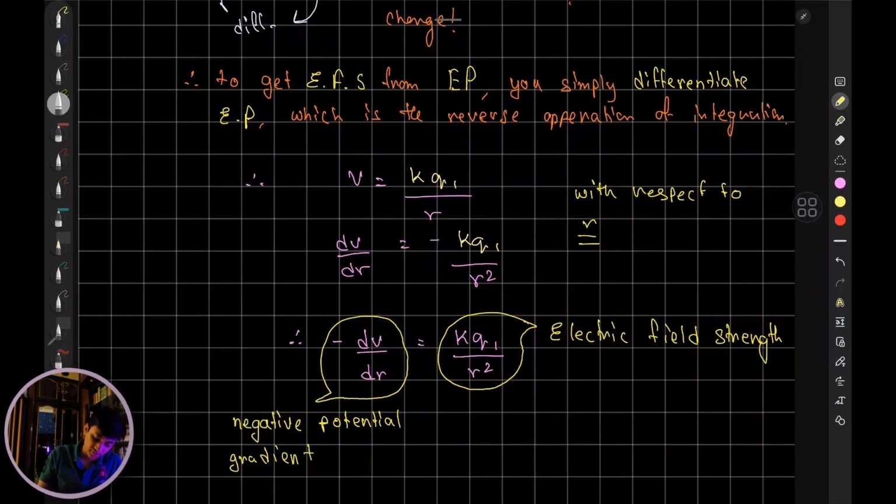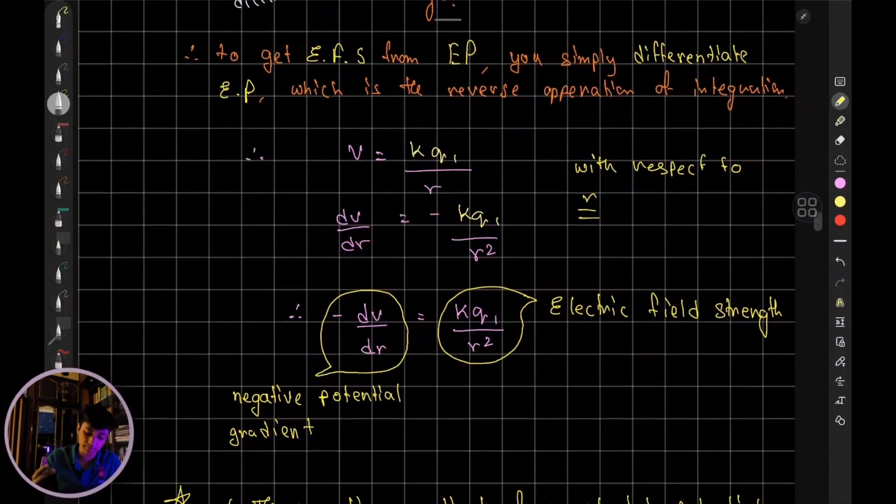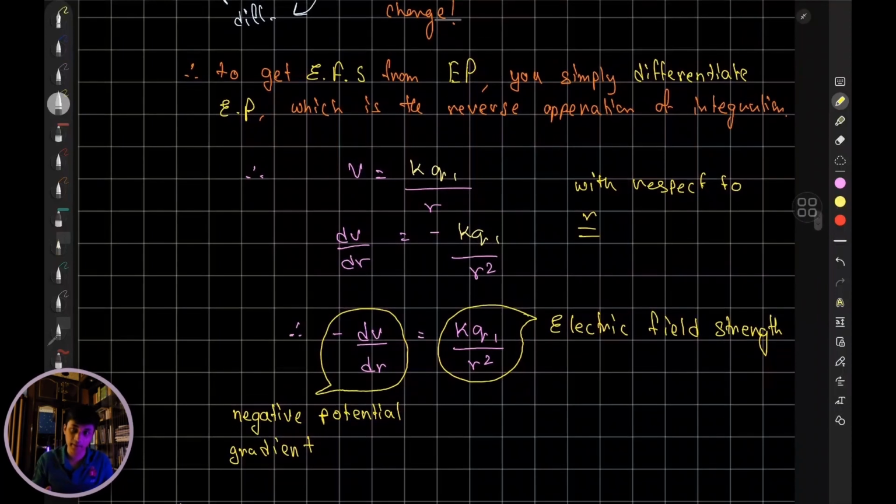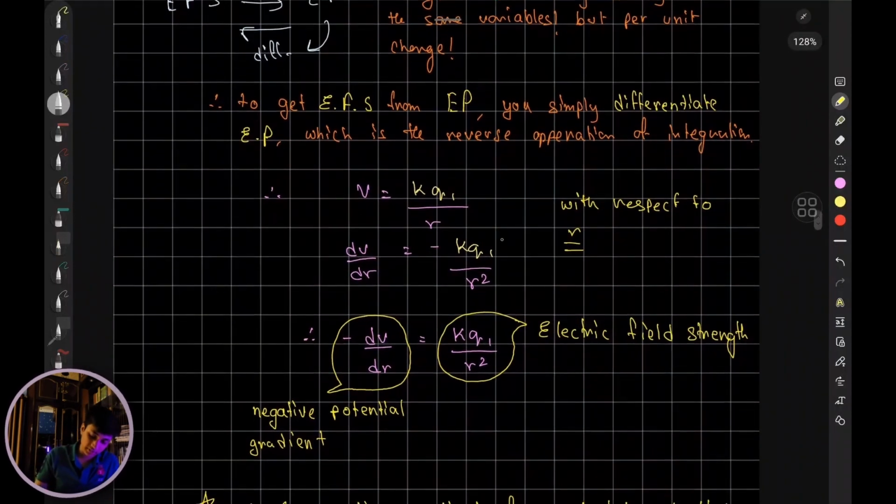Anyways, if you differentiate voltage with respect to R, you get dV by dR. And if you differentiate this side, if you differentiate 1 by R, it's going to be minus 1 by R squared. So dV by dR is minus KQ1 divided by R squared. Now, does this remind you of something? It should, because it is electric field strength.